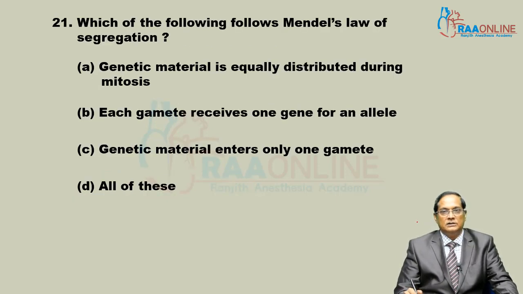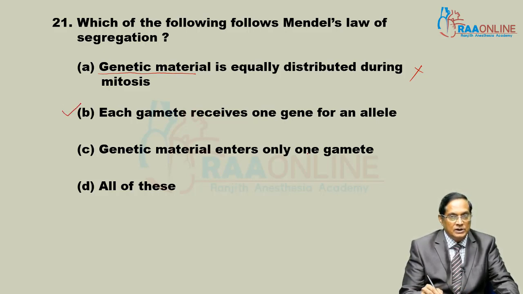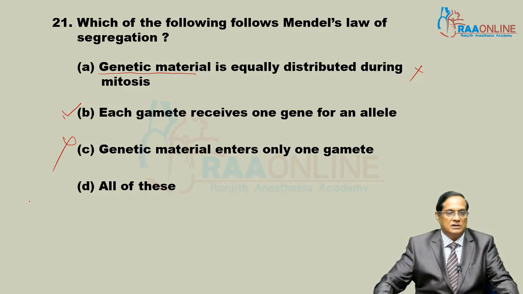Which of the following is Mendel's law of segregation? Genetic material equally distributed during meiosis or mitosis. Wrong. Each gamete receives 1 gene for 1 allele. This is right. Genetic material enters only in 1 gamete. This is wrong. That's why all of these are not possible. So B is correct.